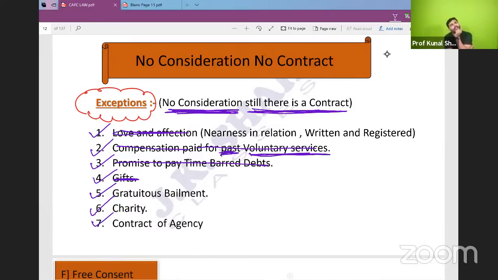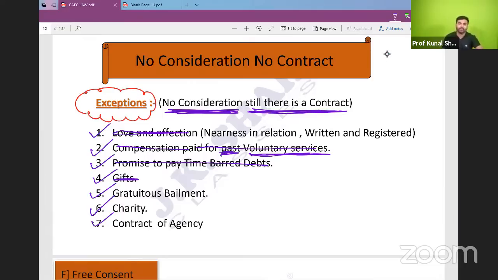But sir, you already received a loan. But that loan is already declared as debt by law. It's a time barred debt. So whenever a debtor makes a promise to pay a time barred debt, in that promise there is no consideration, but still there is a contract. Generally, no consideration, no contract. But in exceptional cases, no consideration, still there is a valid contract.